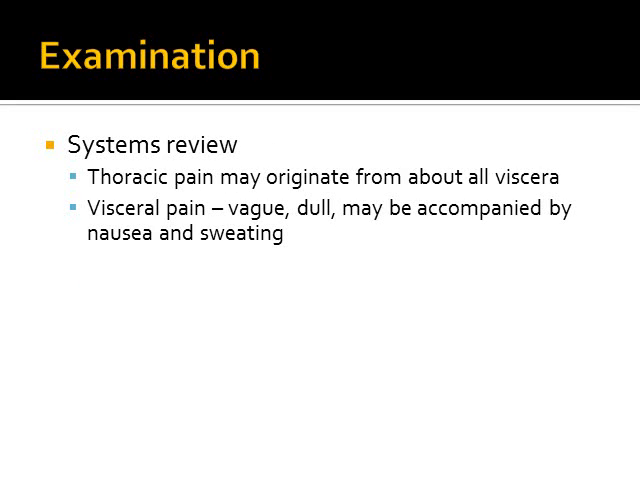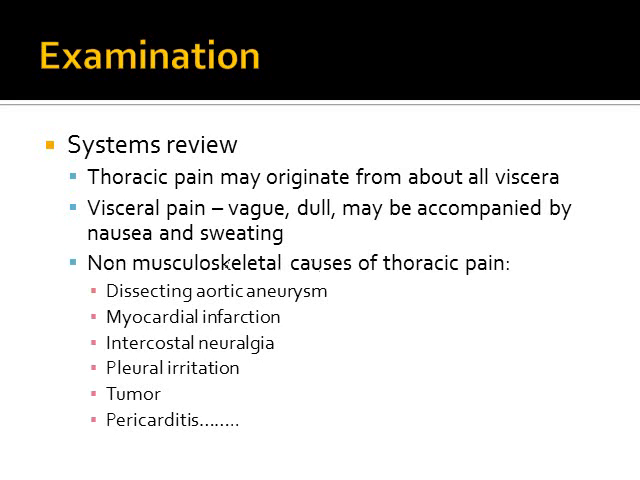As I mentioned, thoracic pain may originate from about all the different viscera. Sweating is another element to be aware of with the patient. Some key or documented non-muscular causes of thoracic pain, and these are primarily from your textbook, the Dutton textbook. Obviously dissecting aortic aneurysm. Back in surface anatomy we talked about palpation of that, and sometimes on a slimmer patient you can actually see the aneurysm pulsing.